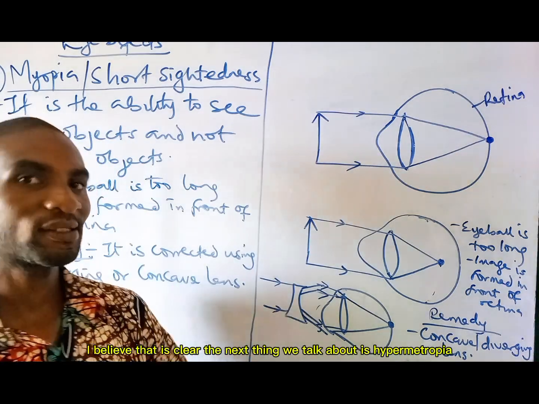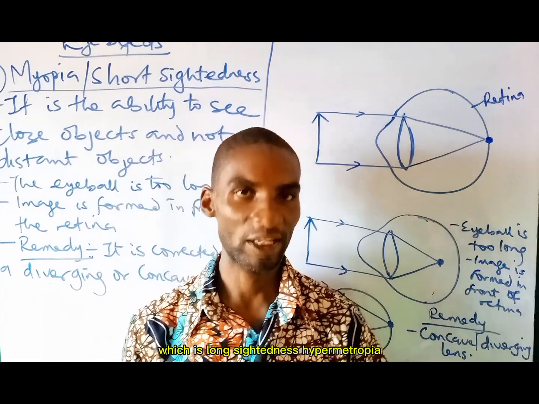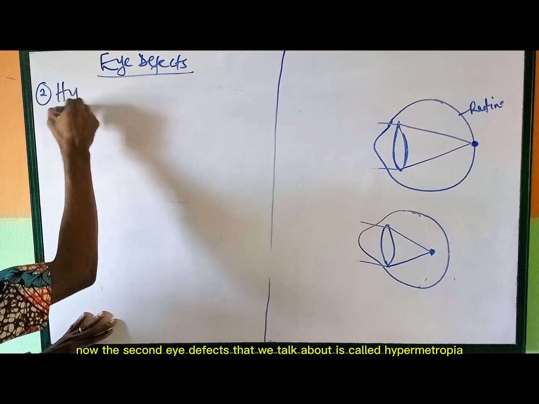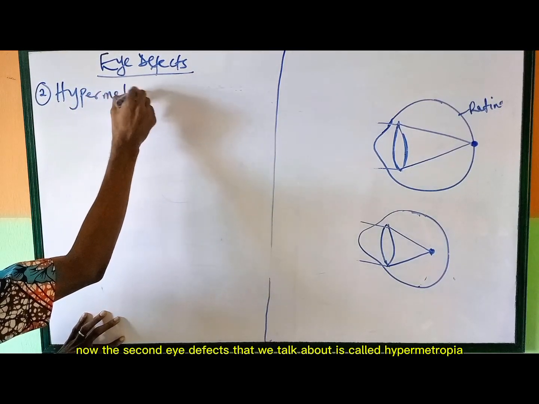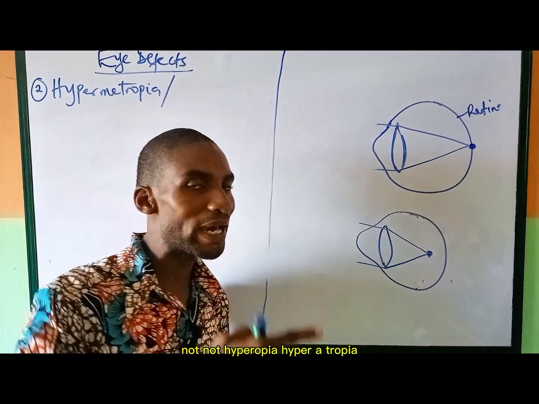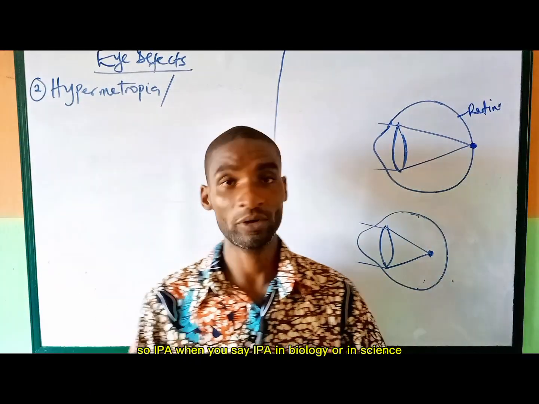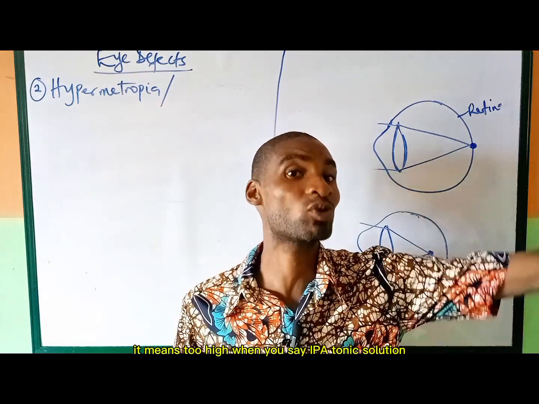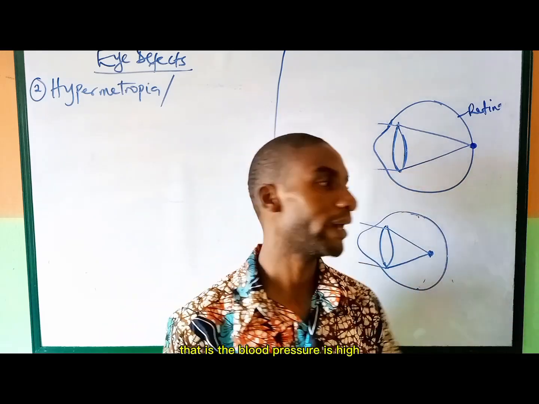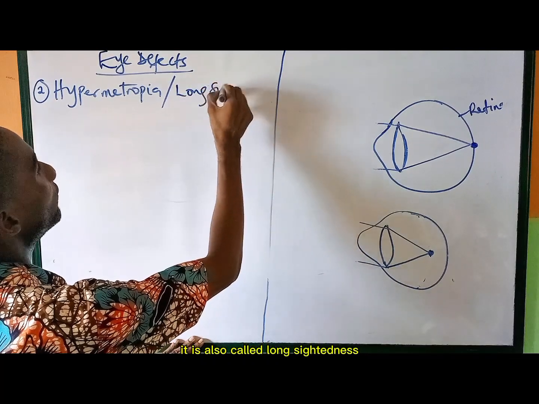The next thing we talk about is hypermetropia, which is long-sightedness. Now the second eye defect that we talk about is called hypermetropia. Not hypermyopia, hypermetropia. So hyper, when you say hyper in biology or in science, it means too high. When you say hypertonic solution, the concentration is high. When you say hypertension, that is the blood pressure is high. So hypermetropia is also called long-sightedness.